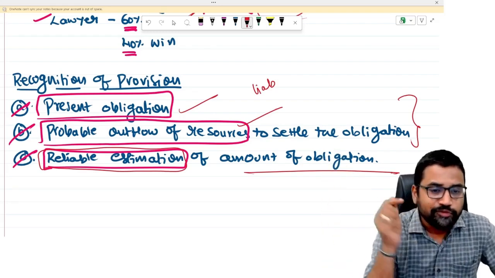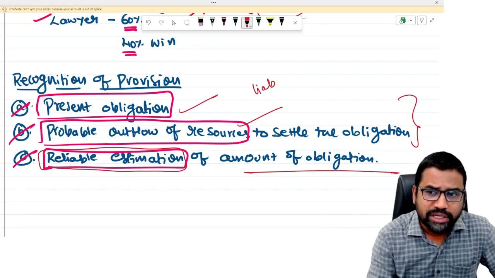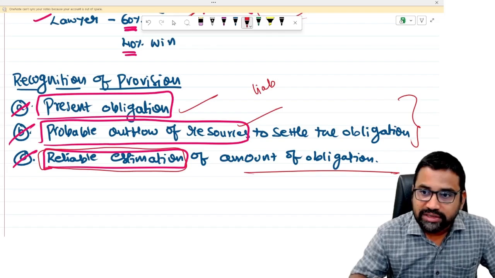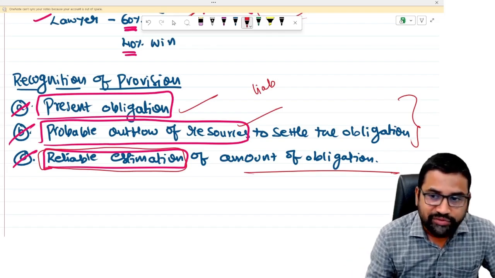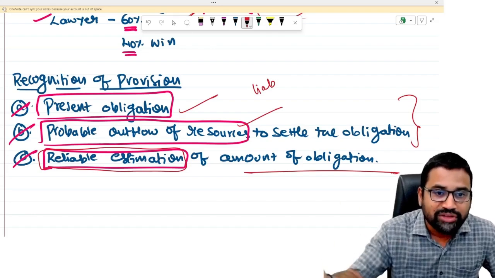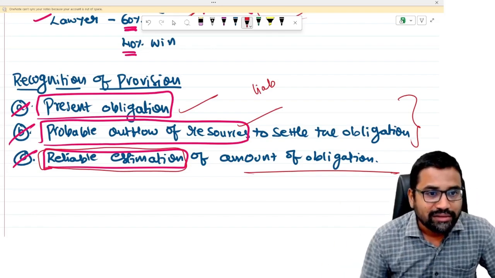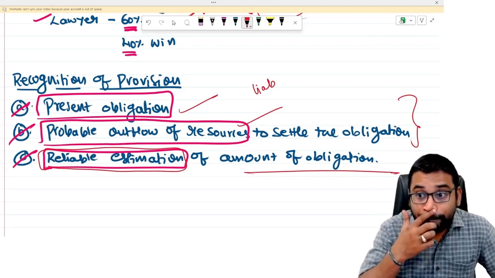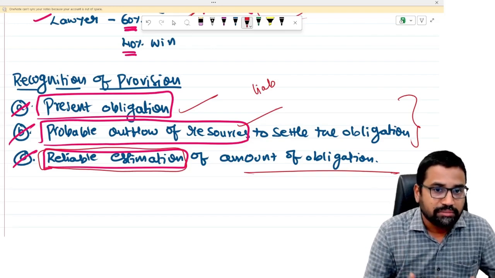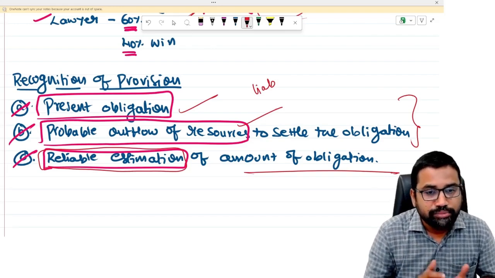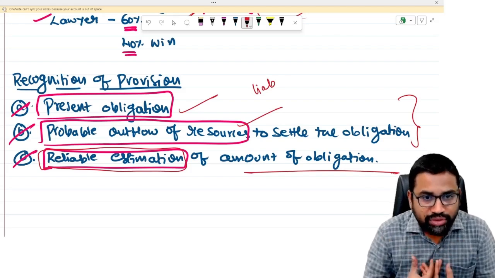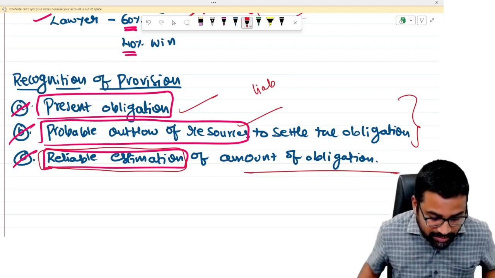Suppose the lawyer said, if you lose the case, we are going to pay 10 lakhs approximately. Now that is okay, the lawyer said 10 lakhs. Now that will be perfect. Suppose, for example, there is a breach of contract, and in the contract itself they mentioned how much amount we need to pay to the other party, then we can mention it. That is reliable estimation. So reliable estimation means it should not be some absurd or unscientific calculation. You make some reasonable estimates and you write your assumptions, and based on that you arrive at the obligation amount.